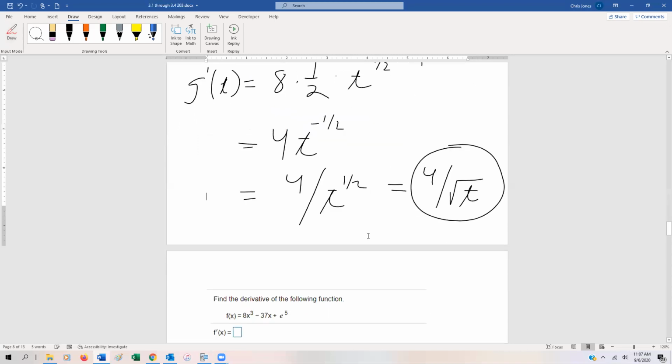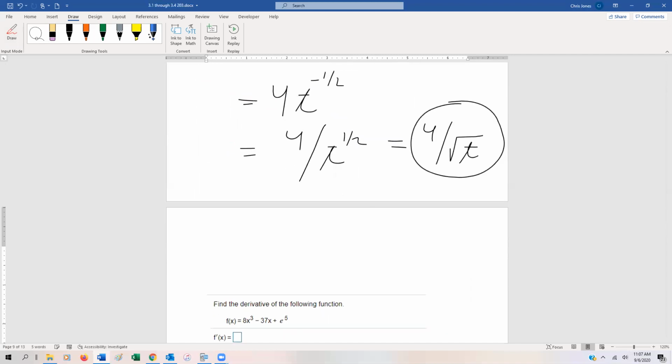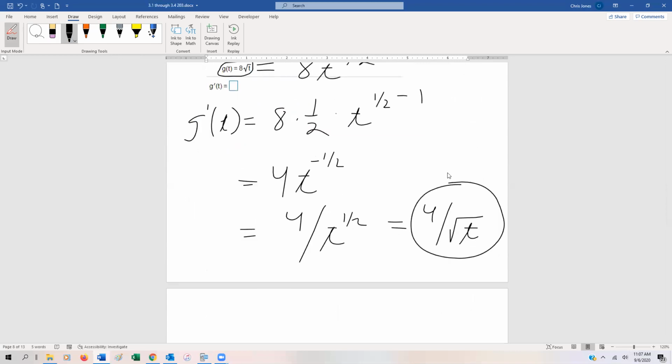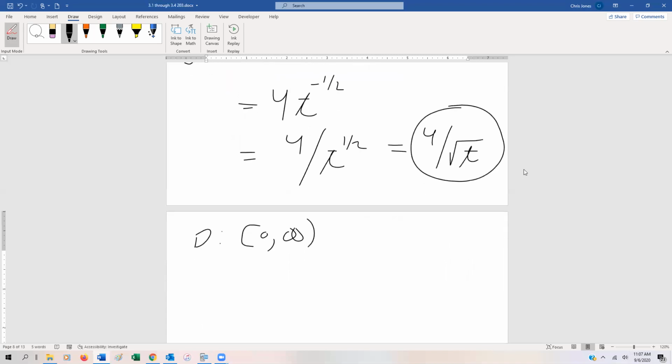Before we end this video, I just want to make sure that we understand the domain of the original function. I know the problem only asked you to find the derivative, but this is a little bit more in depth for those of you that care. The domain of the original function is from 0 to infinity, because that's where it's continuous. You can plug in any value that's 0 or greater. But look at the derivative. The derivative's domain is not 0 to infinity inclusive.